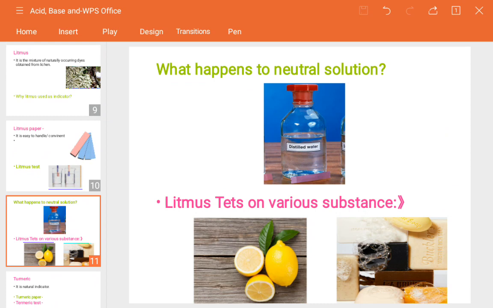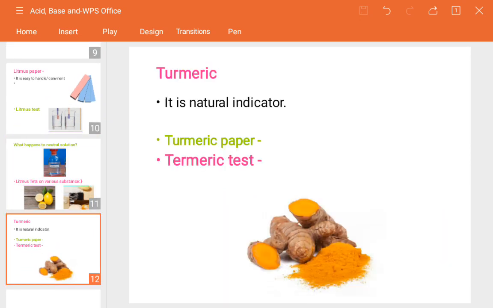One more example, among the various substances, like sugar. If you take sugar, what happens? No change of color will happen. In a neutral solution we have seen both litmus papers, red and blue, remain as they are.